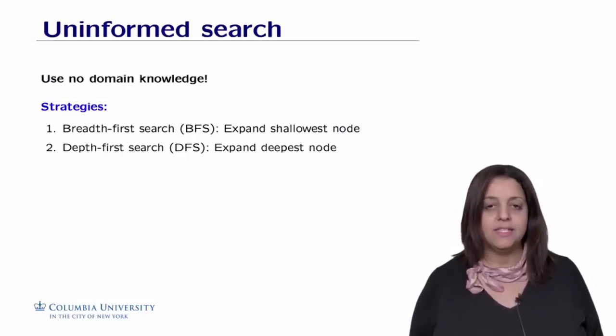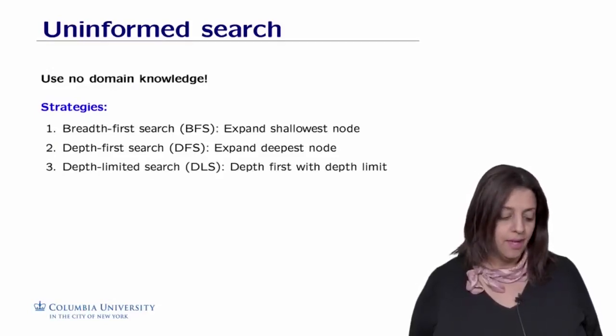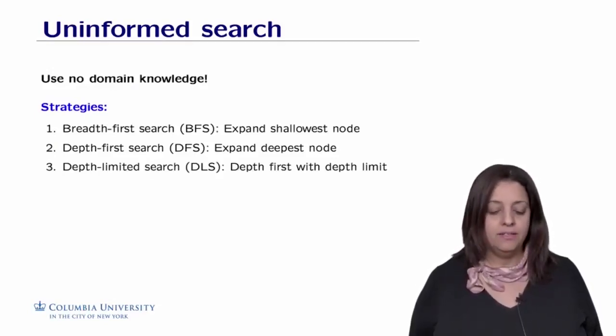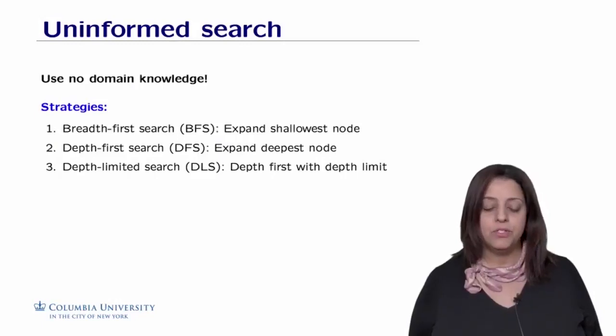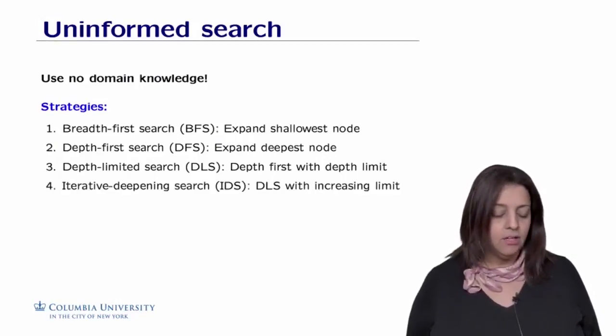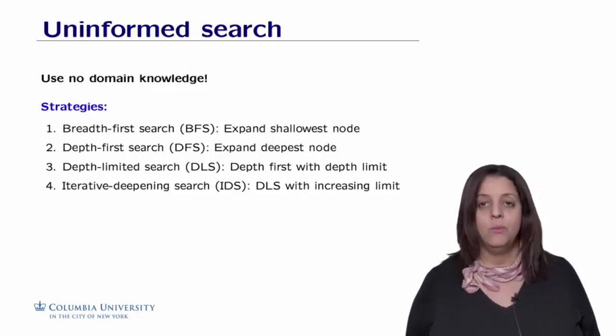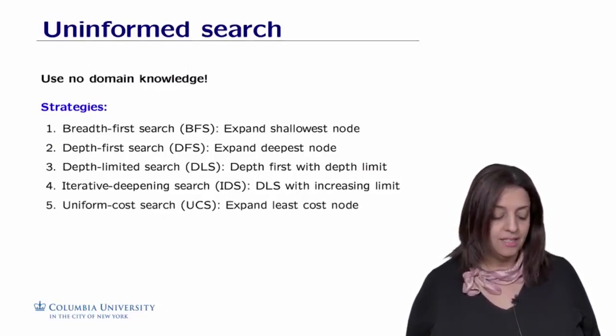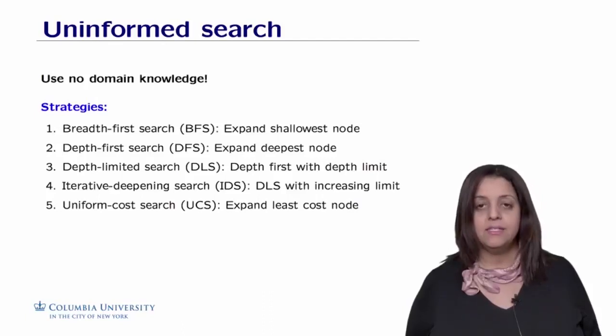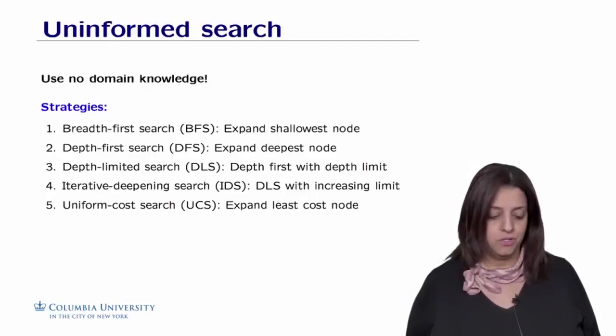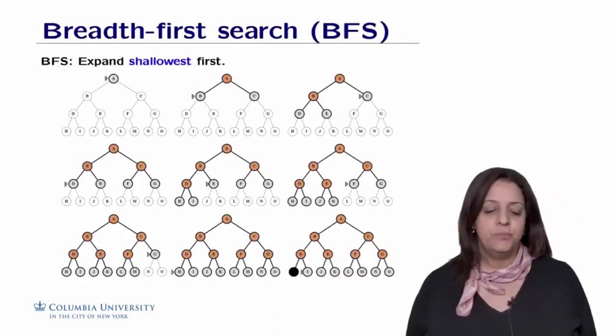Depth-first search, or DFS, expands the deepest node. We could do something that's combined, in which we have some depth-first search with some limit. Iterative deepening search allows us to do a depth-limited search with an increasing limit. And finally, we could expand the least cost node in the uniform cost search strategy. Let's start first with BFS search.